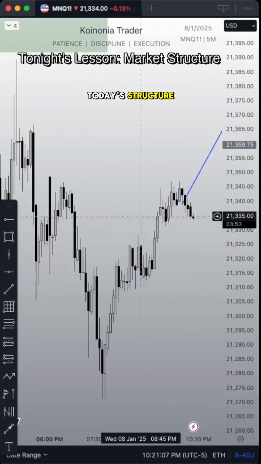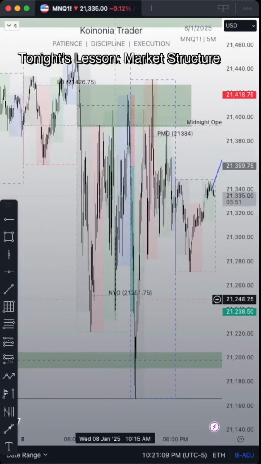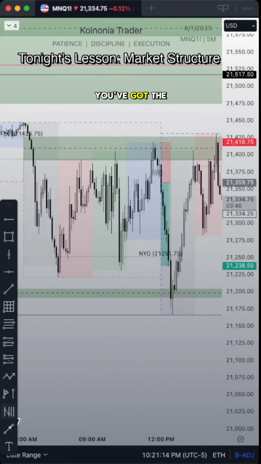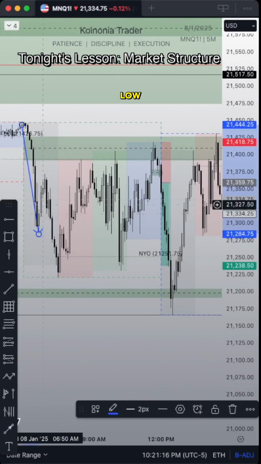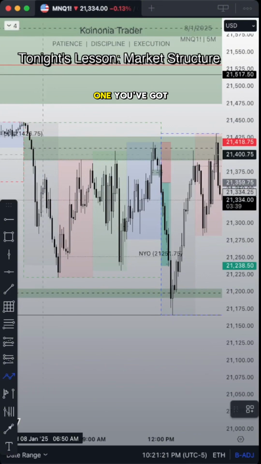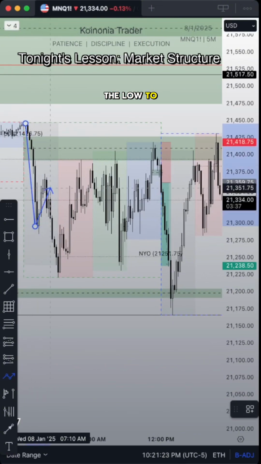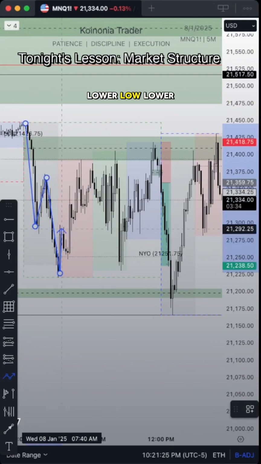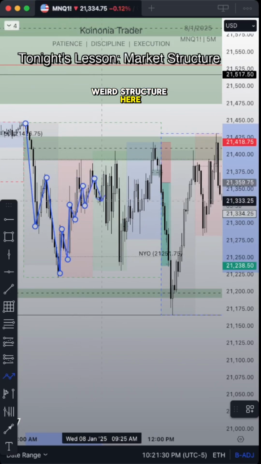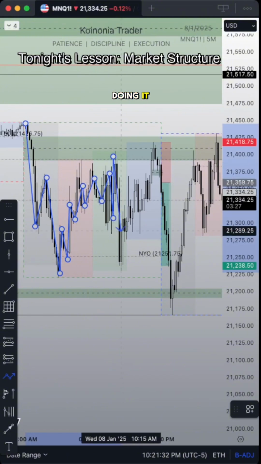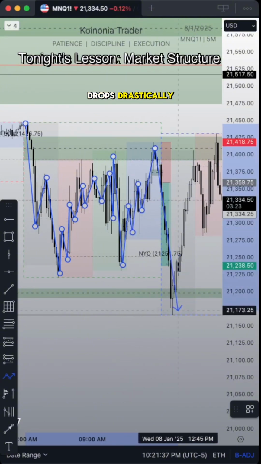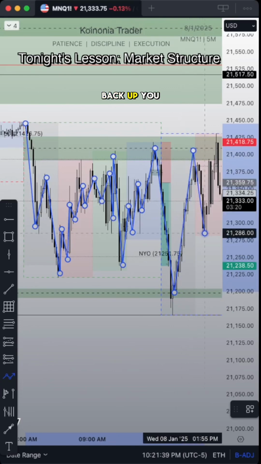So if we take a look at today's structure, there was really no key direction. You've got the high to the lower high, lower low, lower high, higher low. It's just creating this kind of weird structure here. I'm just quickly doing it. And then it comes out, takes out these highs, and then drops drastically, then pumps right back up.